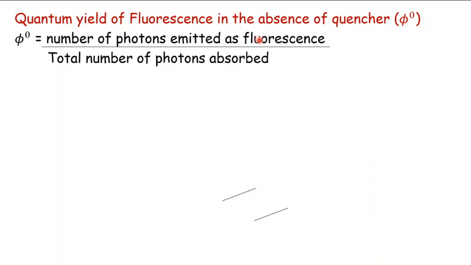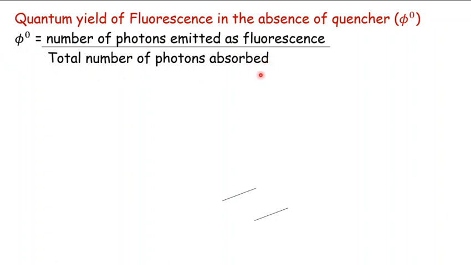While coming back, many deactivation processes will take place. Among the deactivation processes, one will be fluorescence, where the molecule will emit photons. But other than that, it will lose some energy, not by the emission of photons, but non-radiatively, in the form of internal conversion and inter-system crossing over. Since we don't have any quencher here, we are not supposed to consider it.